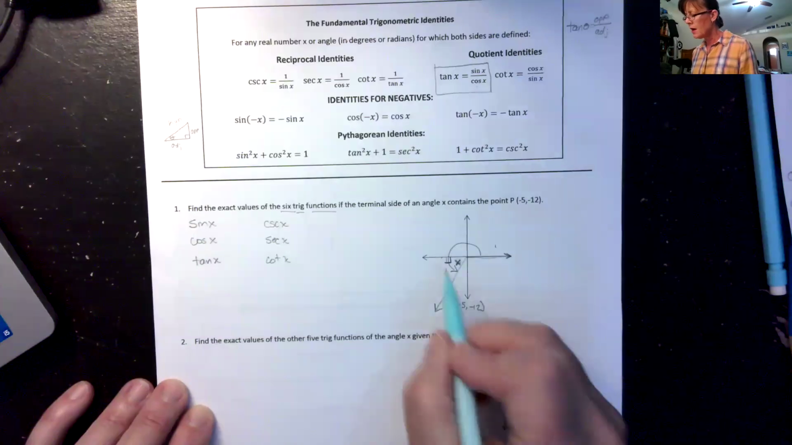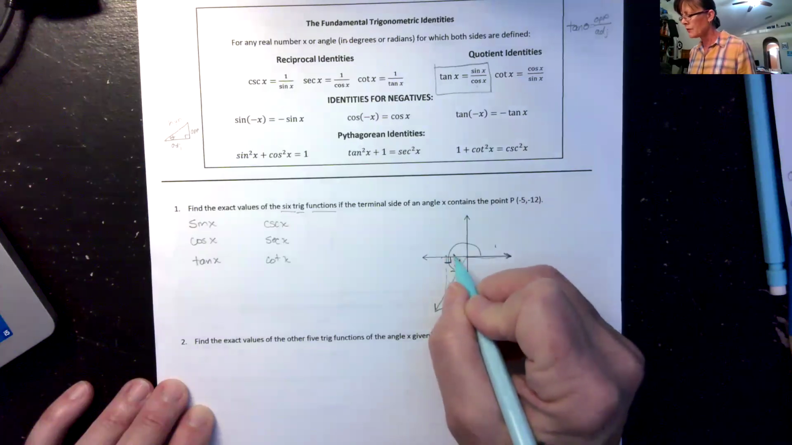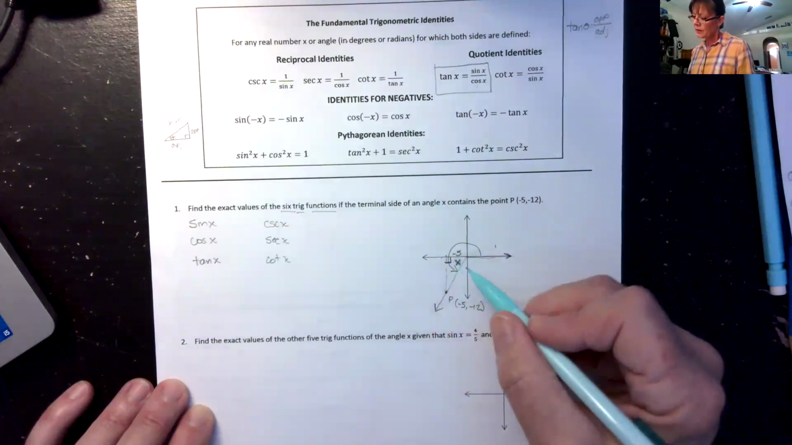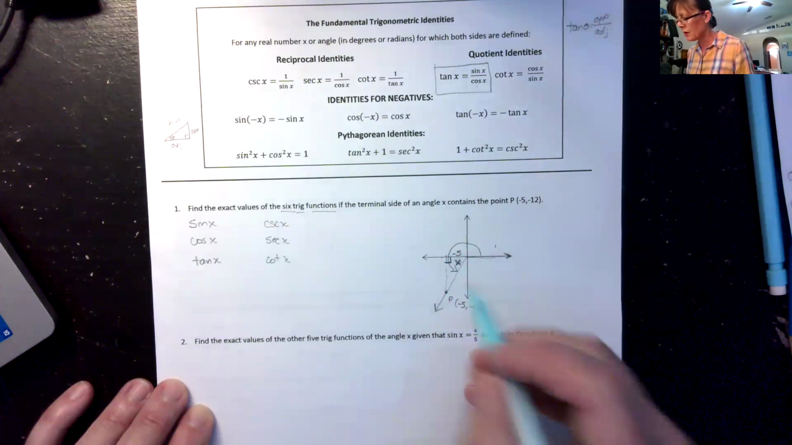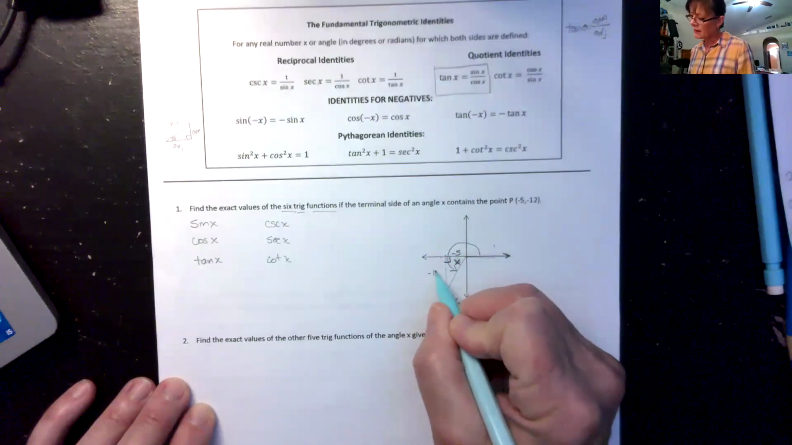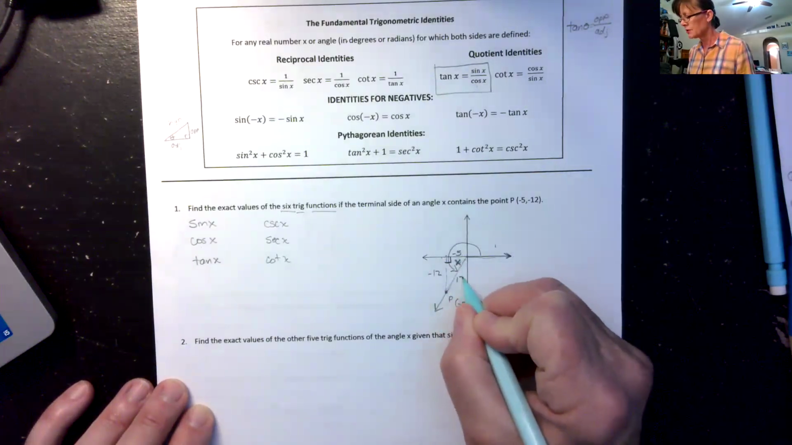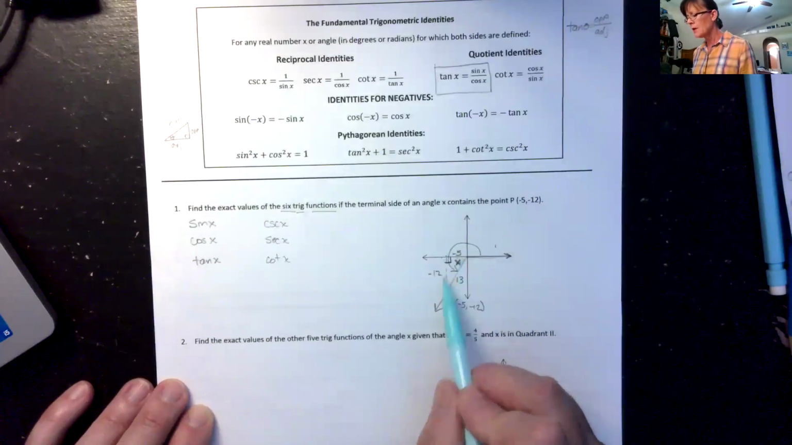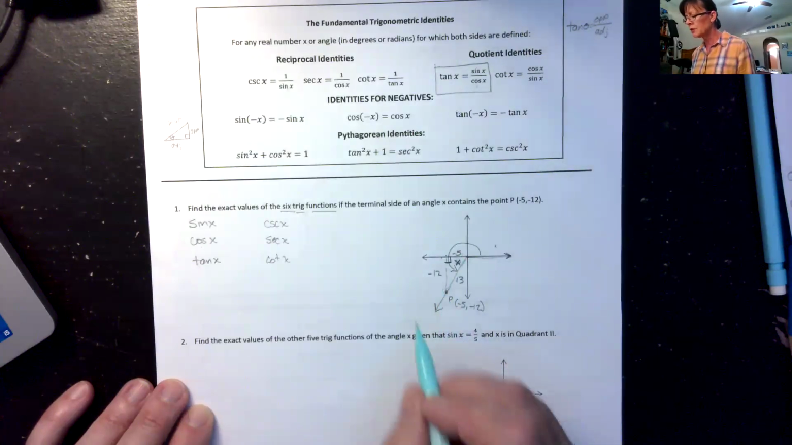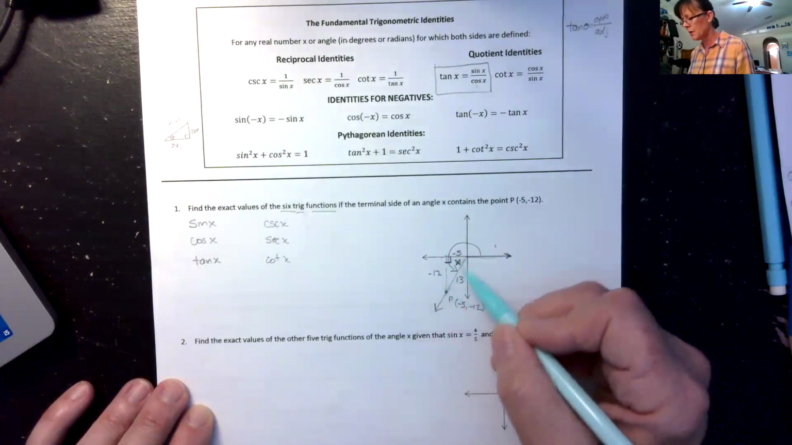What is this distance from the origin to here? It is 5, but we're in quadrant 3, so this is a -5. What is this distance from here to here? It's 12, but we're in quadrant 3, so this is a -12. We can use the Pythagorean theorem, a squared plus b squared equals c squared, to find the length of this part of the triangle, and we would find that it is 13. The hypotenuse will always be positive, okay? The legs may be positive or negative depending on what quadrant we're in. Since we're in quadrant 3, we went left, negative, down, negative, but the hypotenuse is always positive.